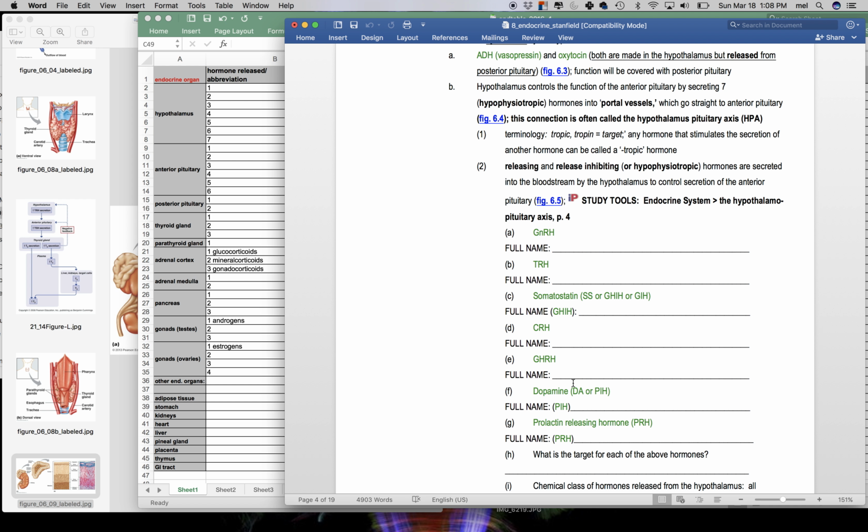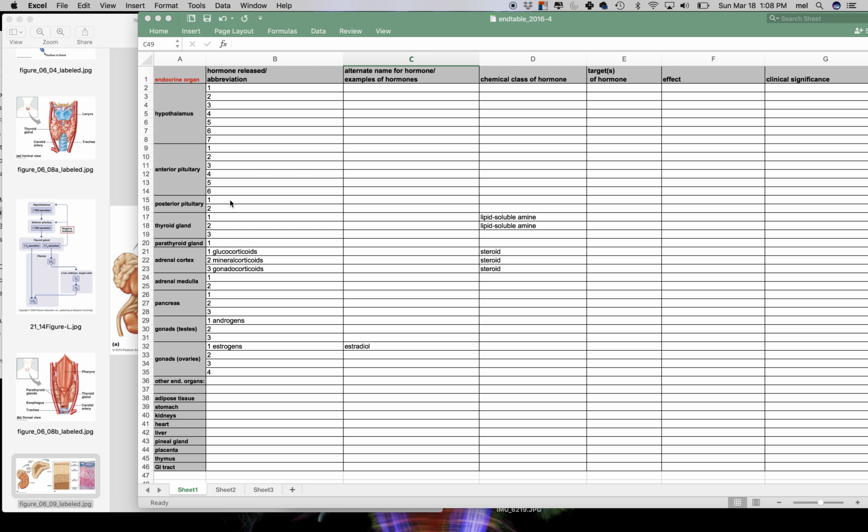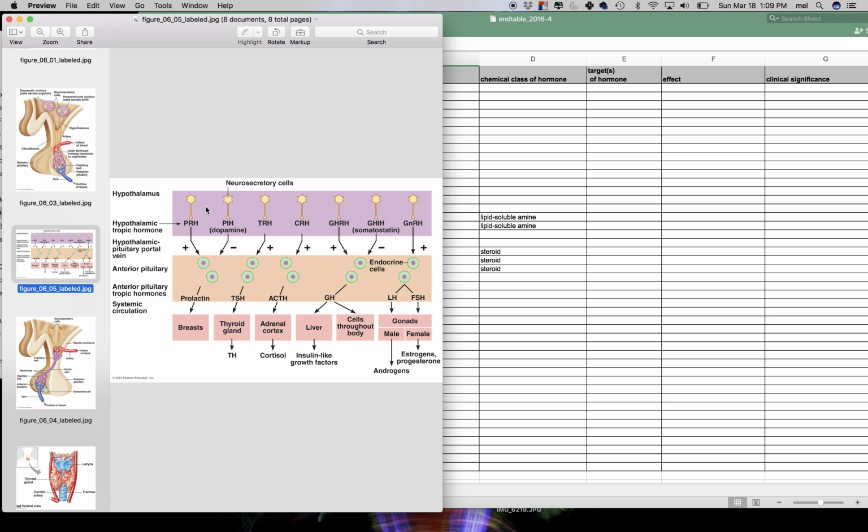It also behaves as a hormone, and its other name is PIH, which is prolactin inhibiting hormone. Notice it says, what is the target of each of the above hormones? That's one of the other columns that you have right here. Let me just tell you that it simplifies pretty readily, because all 7 of those hormones that come from the hypothalamus, which is the purple box, end up going to the same place, which is this peach box called the anterior pituitary. So that makes it relatively easy.